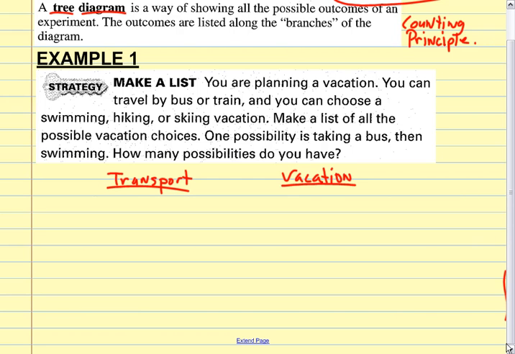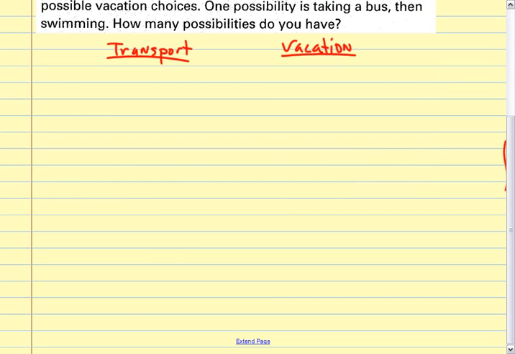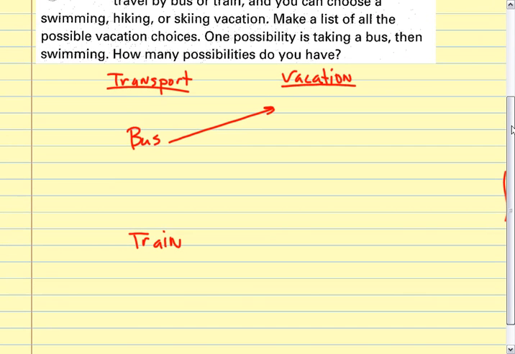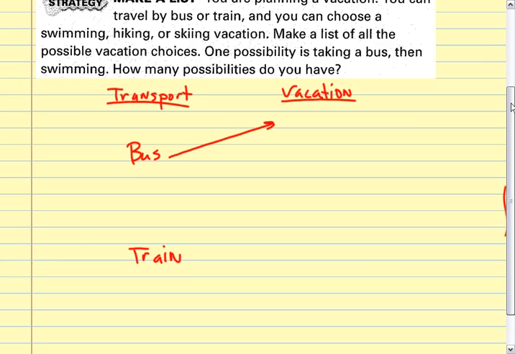How many possibilities do you have? Well, we're going to use a tree diagram to figure this out. How many possibilities are there, Ian, for transportation? There's 2. There's the bus, and there's the train. Now, Will, if I take the bus, what's one possible vacation for me? Well, no, I mean using what they've got. Bus and hiking. I'll put hike right there.